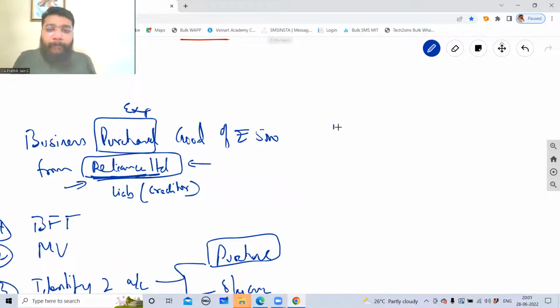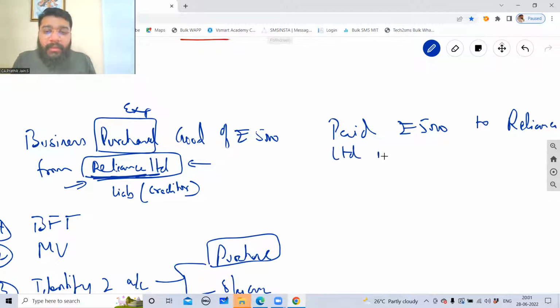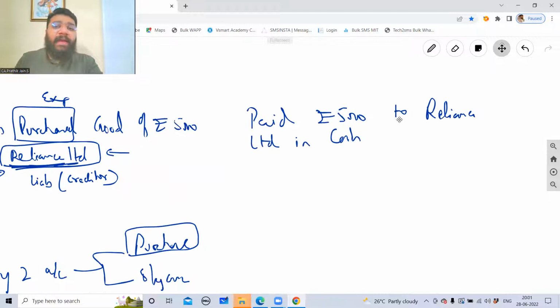Next, paid rupees 5,000 to Reliance Limited in cash. Next transaction, paid 5,000 to Reliance Limited in cash. This is the credit purchase and this is the payment.